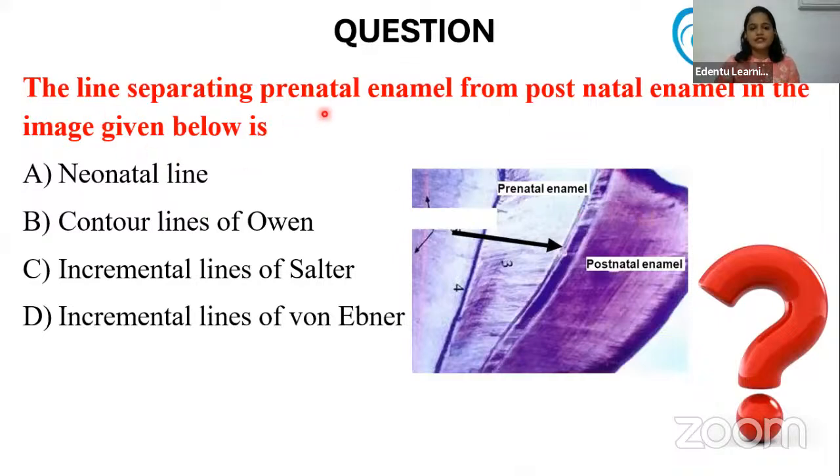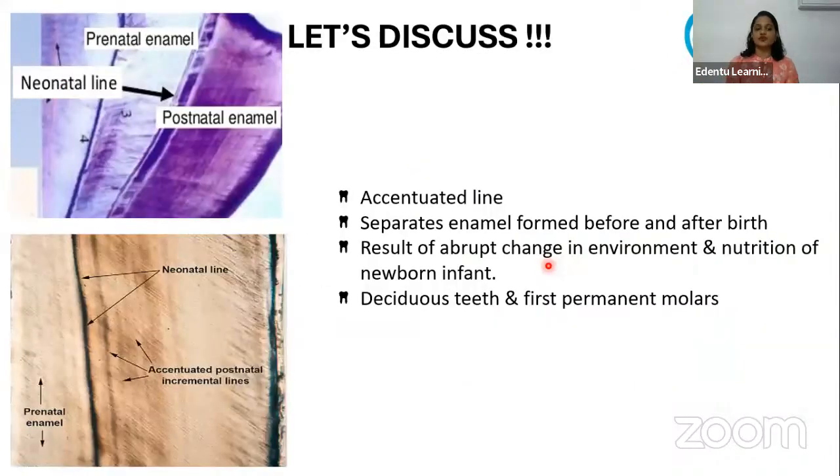The line separating prenatal enamel from the postnatal enamel in the image given below is... so this is postnatal enamel and this is prenatal enamel. Prenatal enamel is formed in the utero stage itself, whereas postnatal enamel is formed after birth. So what is this line they are asking? The answer is option A, neonatal line. Let's see what this neonatal line is.